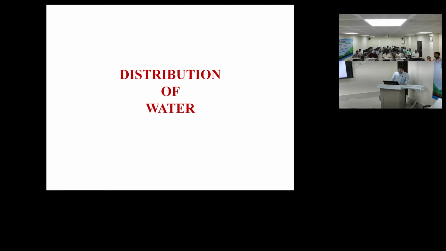So when it comes to distribution of water, we know that most of the water is in a saline form. 97% of the water is in a saline form.